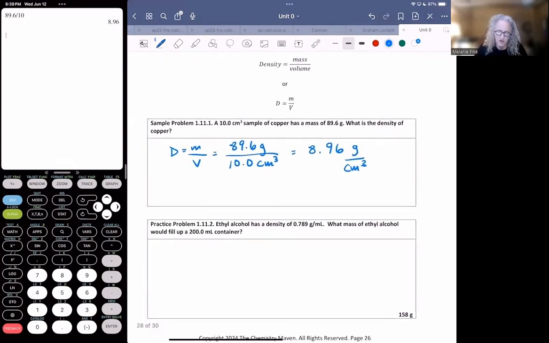Now, I want you to solve this problem. They're asking for something different than density. They want to know mass. So you're going to have to manipulate the equation. Pause the video here and solve this problem, and then come back and I will review that with you.